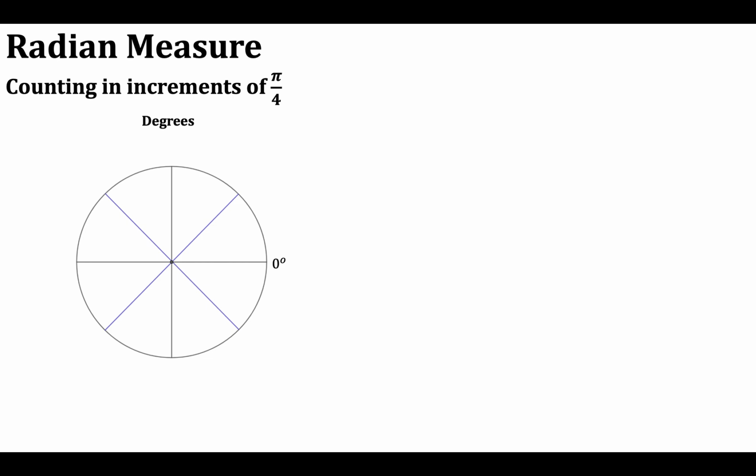So if we start in degrees, we've got 0, 45, 90. You should start saying it along with me now as you go. So 0, 45, 90, 135, 180, 225, 270, 315, 360. Now that probably seems okay at the moment. It's like your multiples of 45.